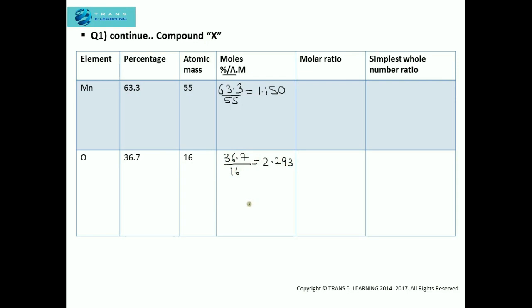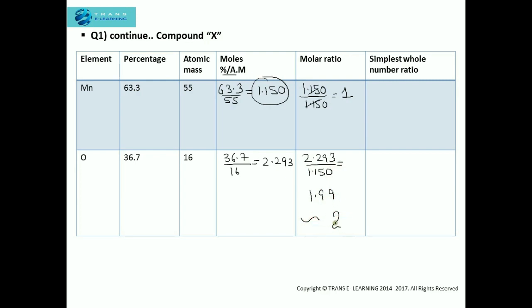Now to find the molar ratio, we need to divide the moles of these two elements by the lower mole value, which is 1.150. So to find the molar ratio of manganese, I will divide 1.150 by 1.150. This will come out to be 1. And to find the molar ratio of oxygen, I will divide 2.293 by 1.150. This will come out to be 1.99. So on rounding off, it will be approximately 2.